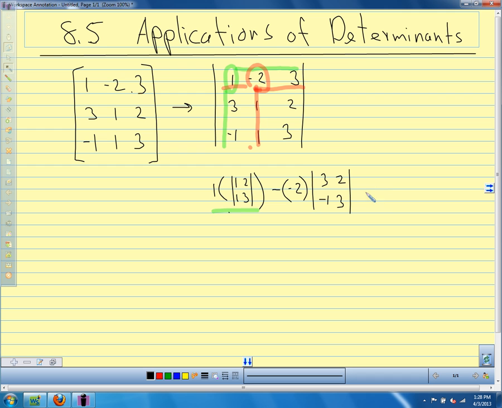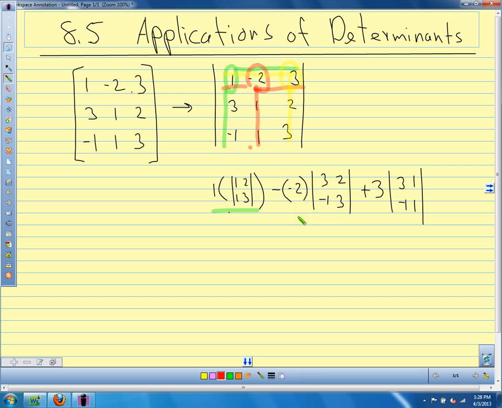And now I'm going to take this number and multiply it by the determinant that's left when I cross out the top row and this column. So I end up with the determinant 3, 1, negative 1, 1. So that's that one, and that's that one.